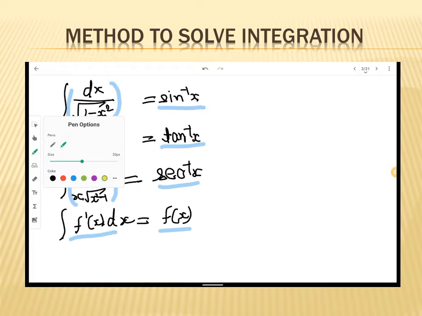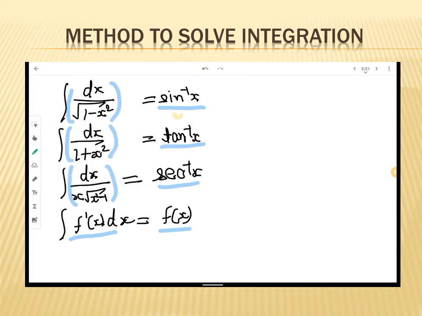Same, if we differentiate sin inverse x, then we get 1 by root under 1 minus x square. If we differentiate tan inverse x, then we get 1 by 1 plus x square. If we differentiate sec inverse x, then we get 1 by x into root under x square minus 1. If we differentiate f x, then f dash x.